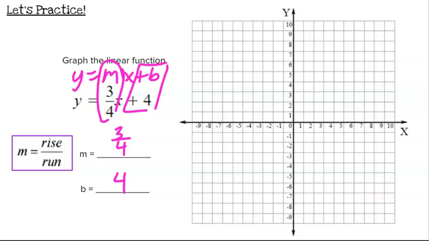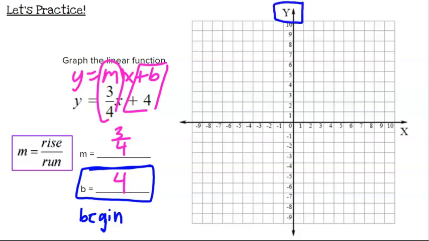Now, when we graph a linear function using this method, we always start with our b, our y-intercept. I always like to think b for begin. This is where we begin our graph. It's the starting point. So we're going to begin at 4 on the y-axis. So I'm going to find 4 on the y-axis right there. Plot that point. And that's that first point.